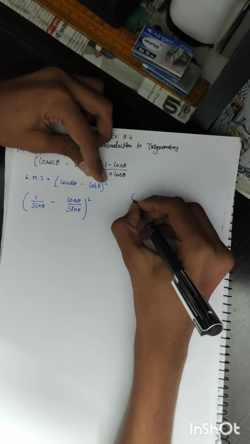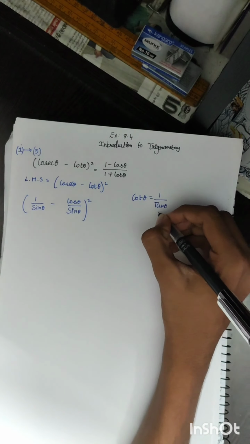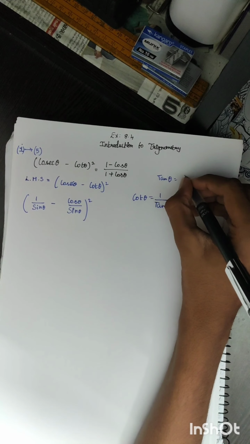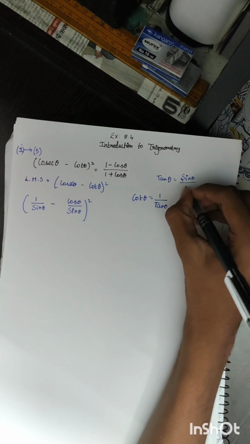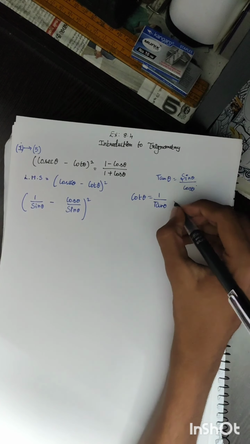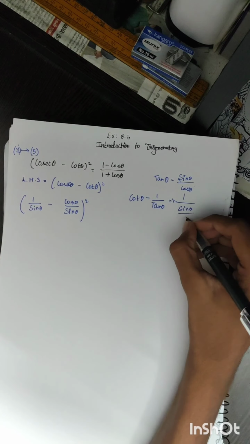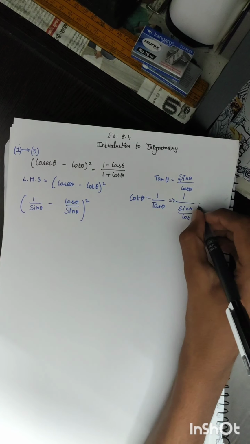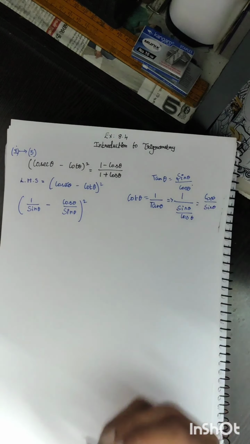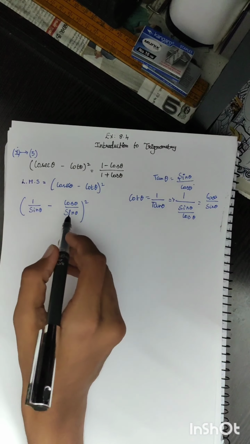This cot theta, we all know that cot theta is equal to 1 by tan theta. Yes, right. And this tan theta's value we also know: tan theta is equal to sin theta divided by cos theta. If I substitute this tan theta's value here, we get 1 by sin theta divided by cos theta, which is further equal to cos theta by sin theta. Yes, we got it. That's it. You guys can see that.